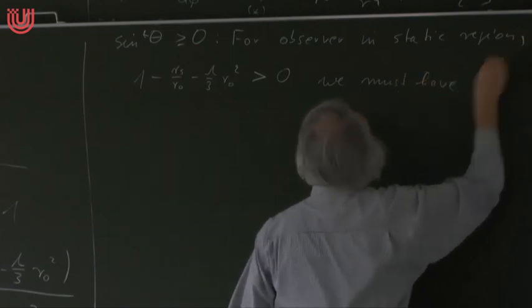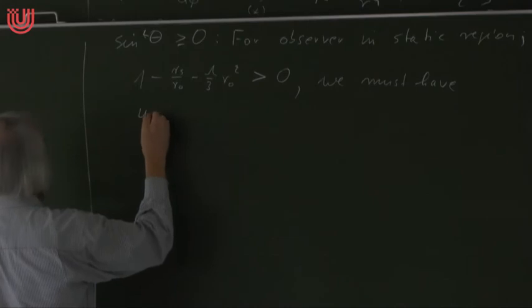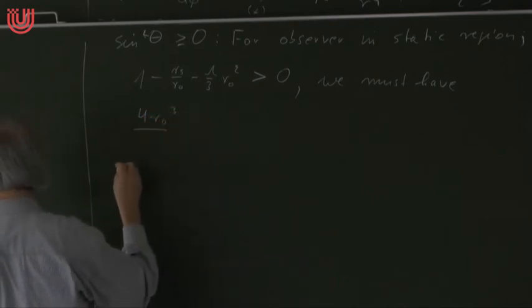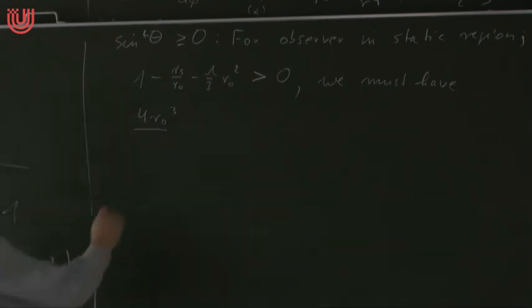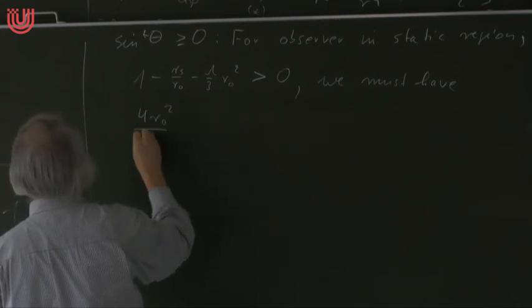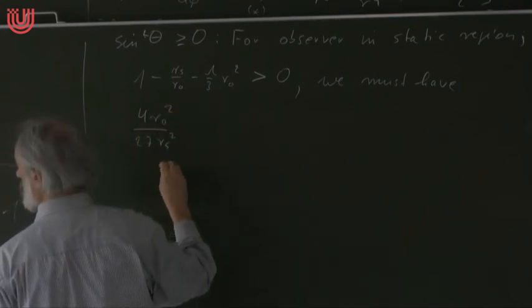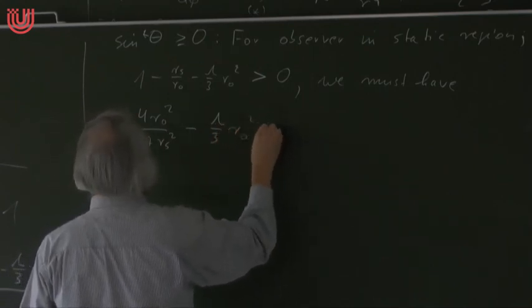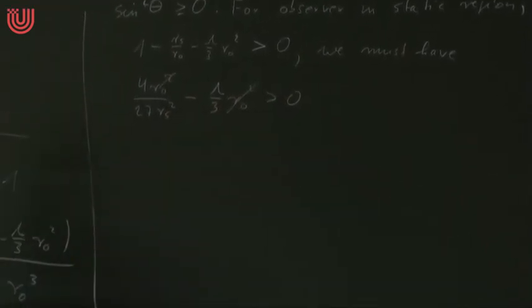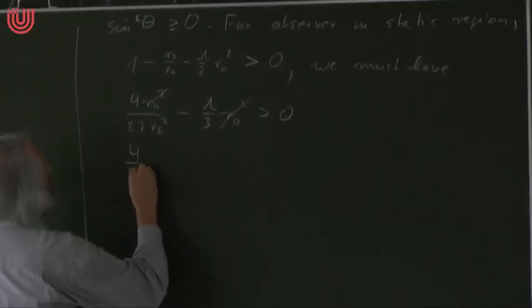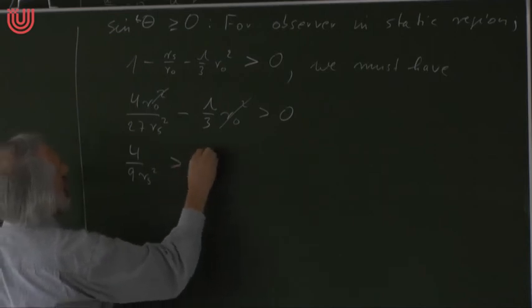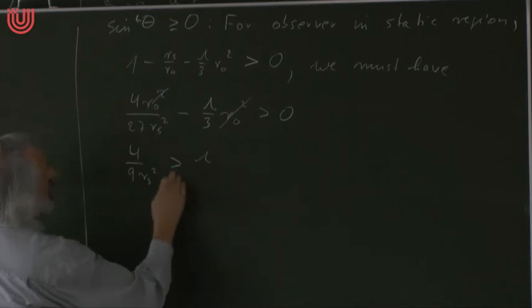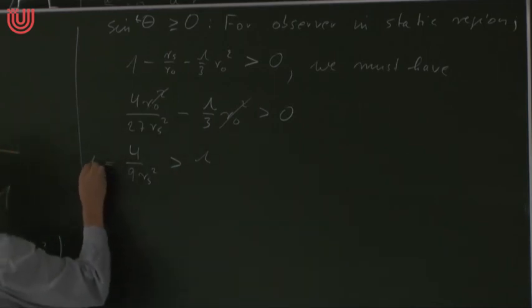So this was a condition that the observer is in this region, we must have that this here is positive. So we must have 4 over 27 R_S squared, no, minus lambda over 3, squared must be bigger than 0. If I divide by R_0 squared, and if I multiply by 3, we have 4 over 9 R_S squared bigger than lambda. I have to multiply it with 3. And this was precisely our lambda critical.